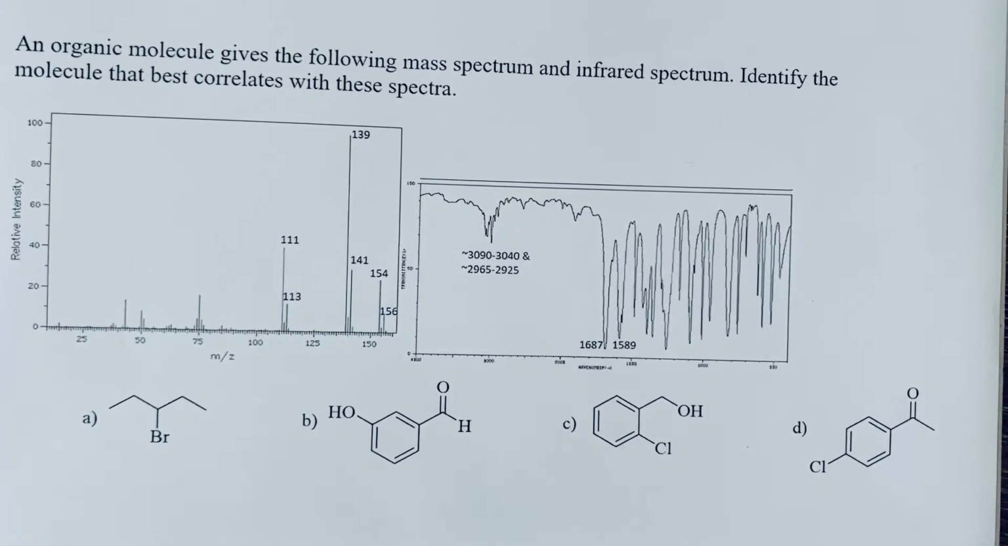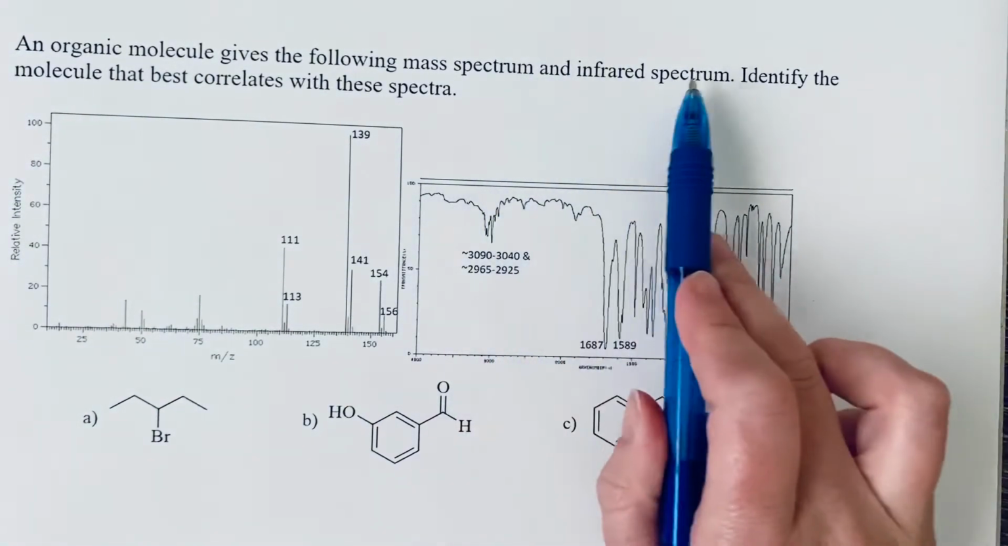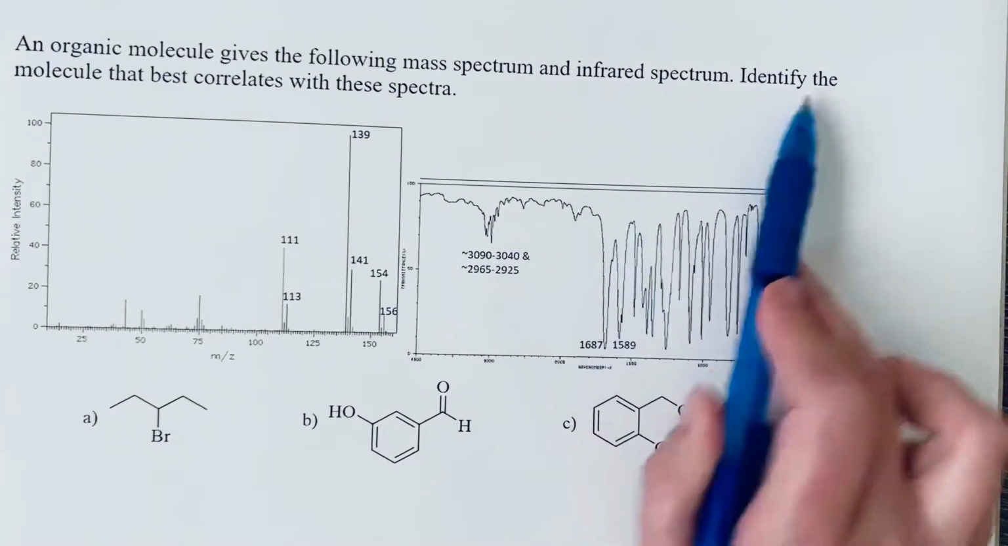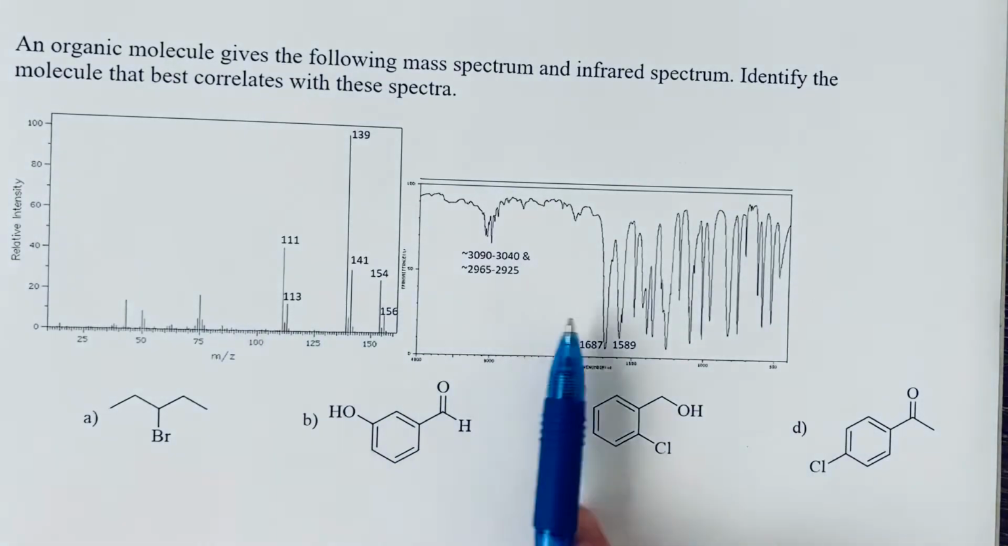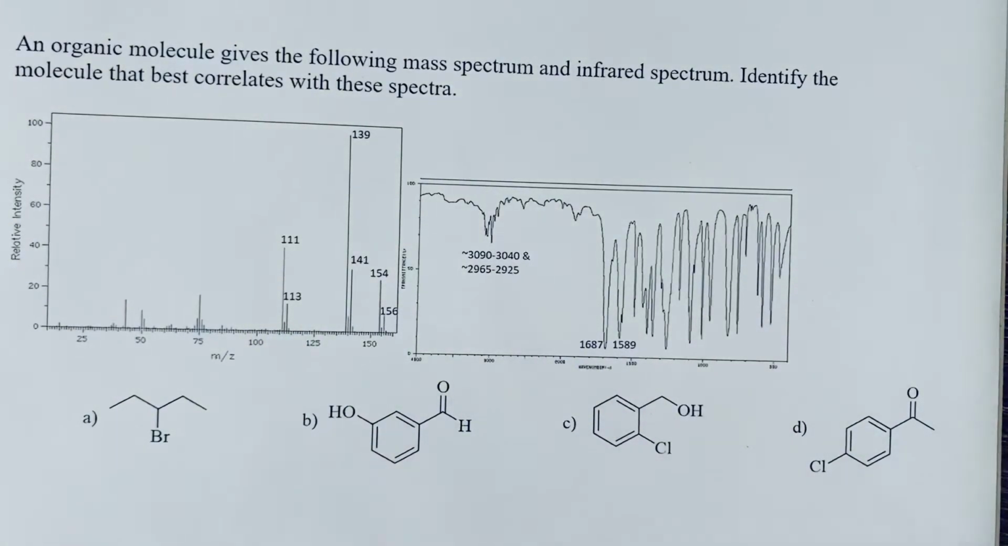An organic molecule gives the following mass spectrum and infrared spectrum. Identify the molecule that best correlates with these spectra. So these are both data collected from the same compound, and it's one of these four structures.